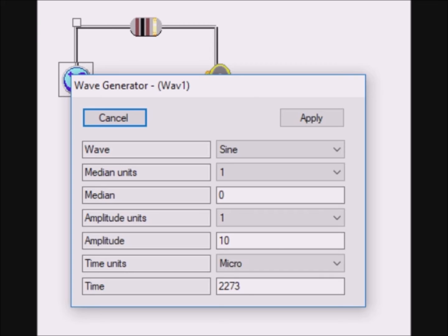The wave generator has been set to produce a sound wave which we will play through the speaker. A sine wave with amplitude of 10 volts has been set. The time interval of the wave generator is set to 2273 microseconds. So the frequency is 1 million divided by 2273, which equals approximately 440 cycles per second. This is the frequency of middle A on the piano.